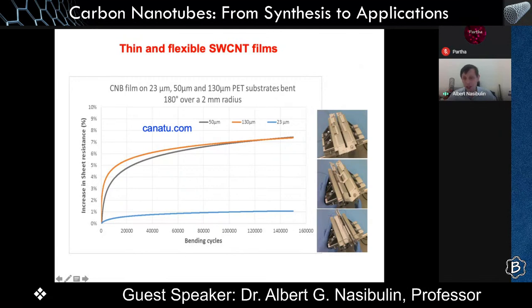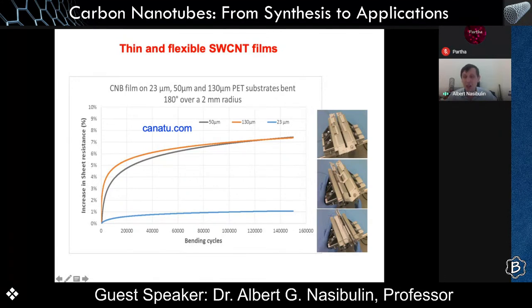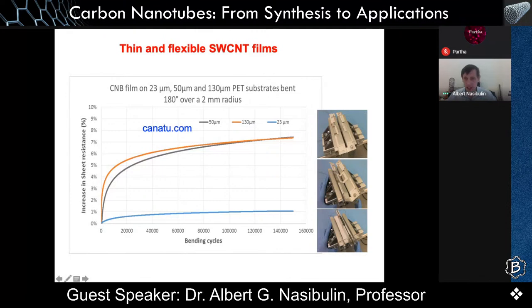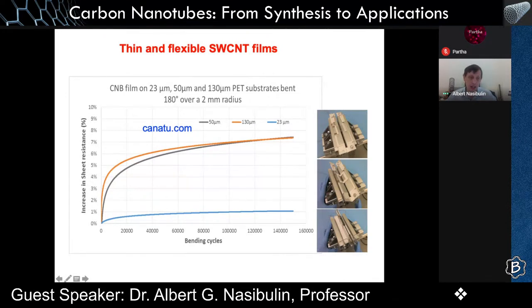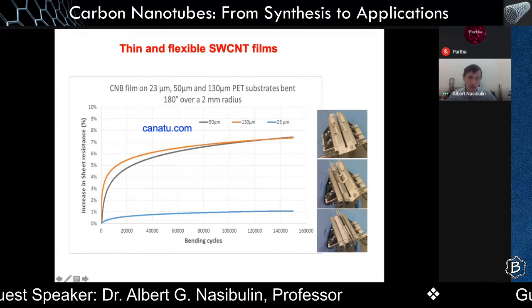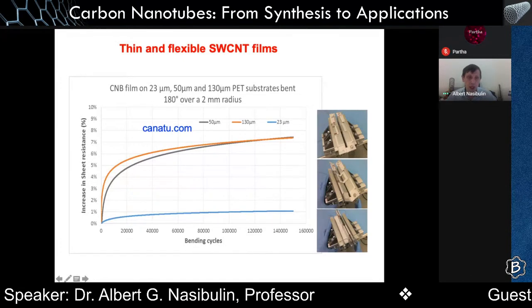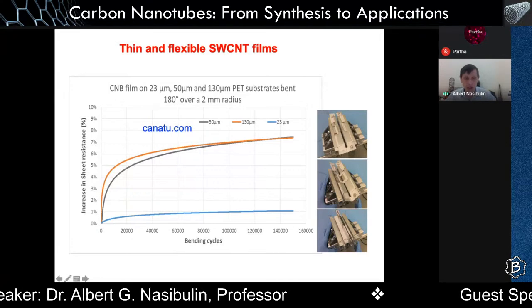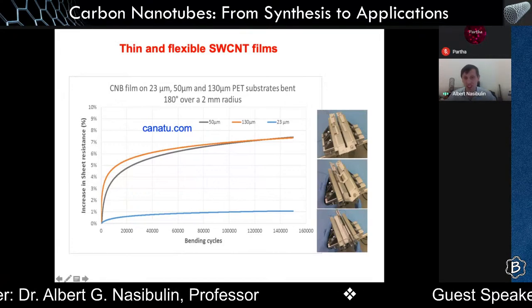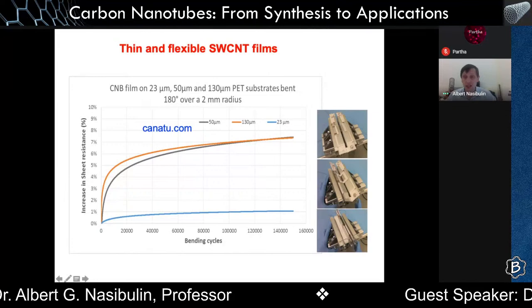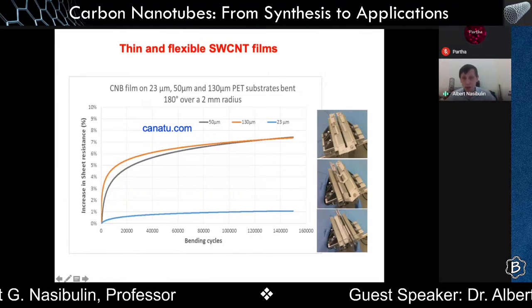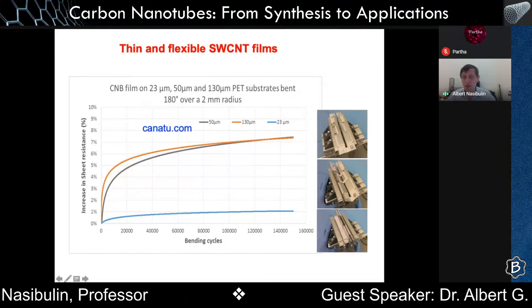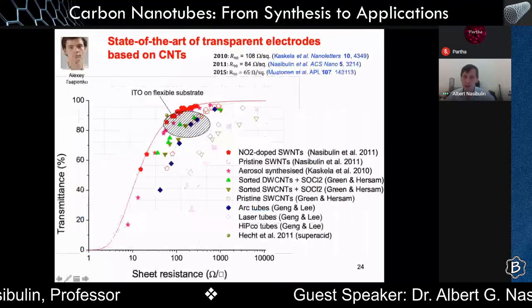If you notice here, they did like 150,000 times. Basically, it is like forever and could be utilized like forever. And you could see on a very thin substrate of 23 micrometers, the change is only 1%, which is acceptable by the industry. So the carbon tubes could be easily utilized for flexible electronics.